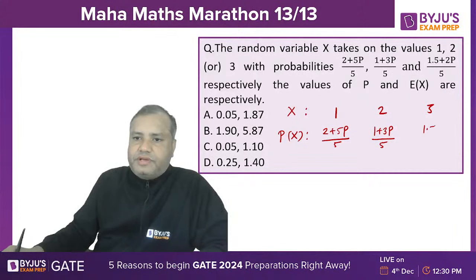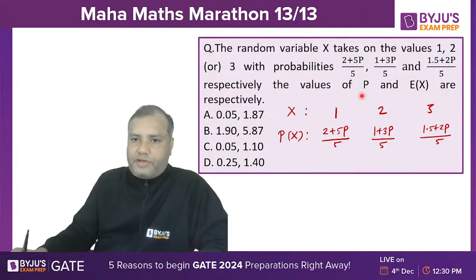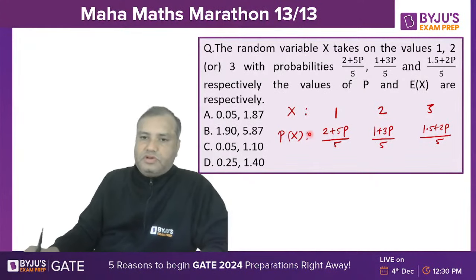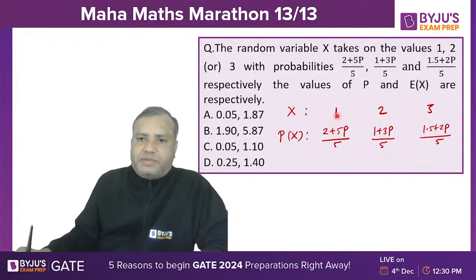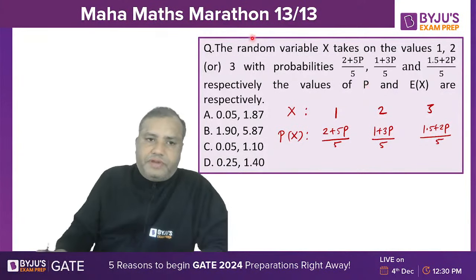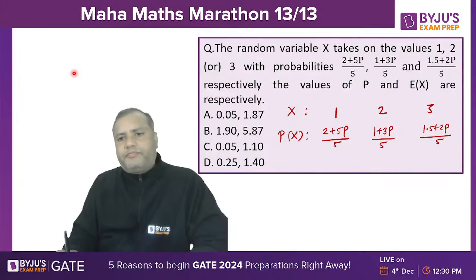And (1.5 + 2p)/5. So we have got this distribution. After getting this distribution, we will calculate the value of p. How to calculate the value of p?